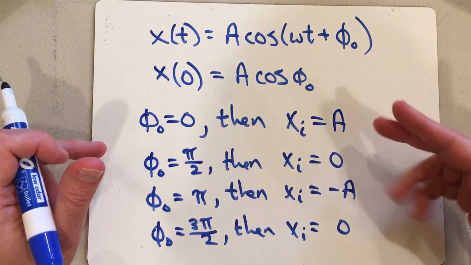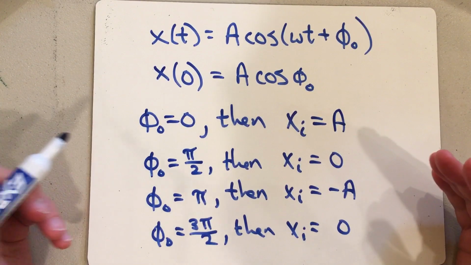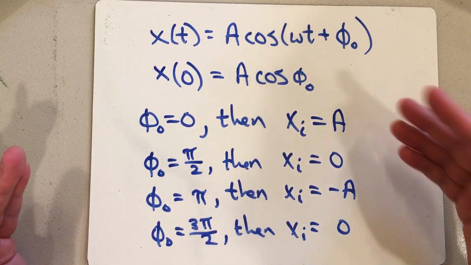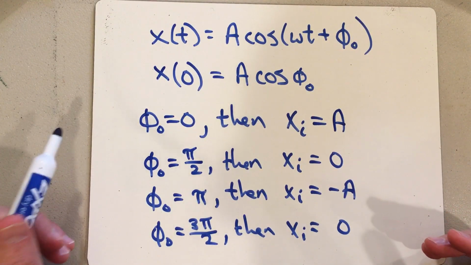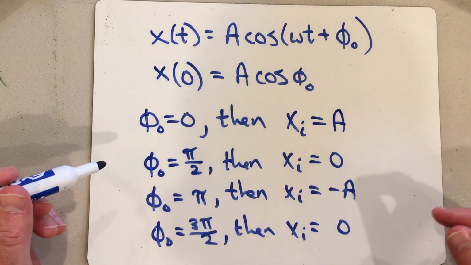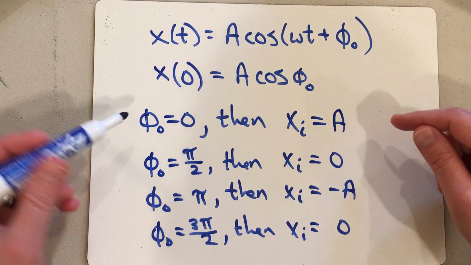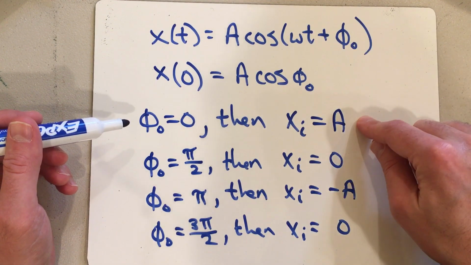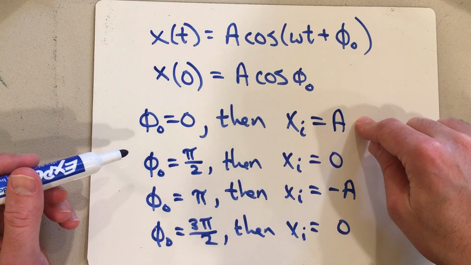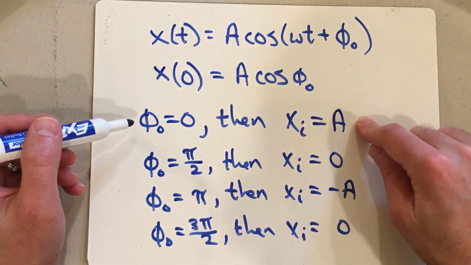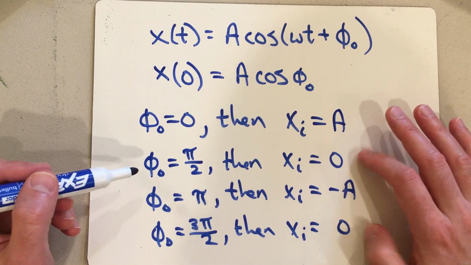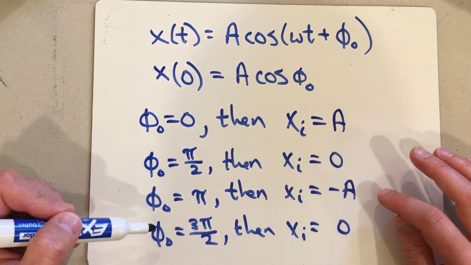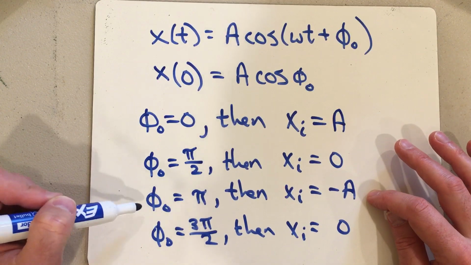So these are the 4 significant phase shifts. These are also the common ones. Again, it could be anywhere between 0 and 2 pi, but these are ones that you typically see. And the idea here is if the simple harmonic oscillator starts at the positive amplitude, that tells me the phase shift is 0. If it starts at 0, I don't know, that could be either one of these. We'll come back to that. It could be pi over 2 or 3 pi over 2. But if it starts at the negative amplitude, then I know the phase shift is pi.